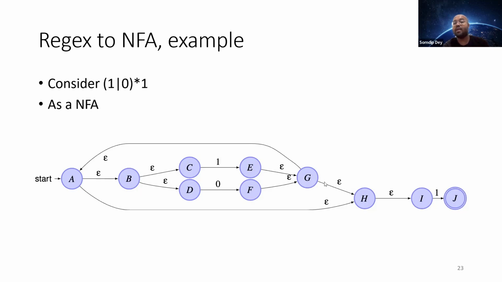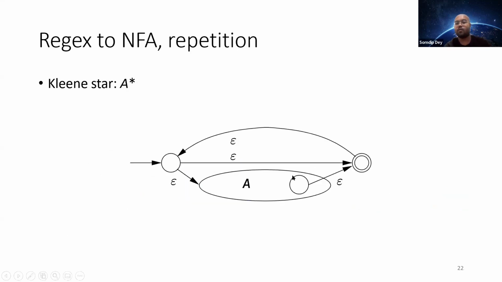E and F has to make the move to the next state based on the epsilon. So here the epsilon G is the next state for the 1 or 0, but because we have a star, from G we go back to the start state, which is the A. So here we are making the epsilon move based on this formula.